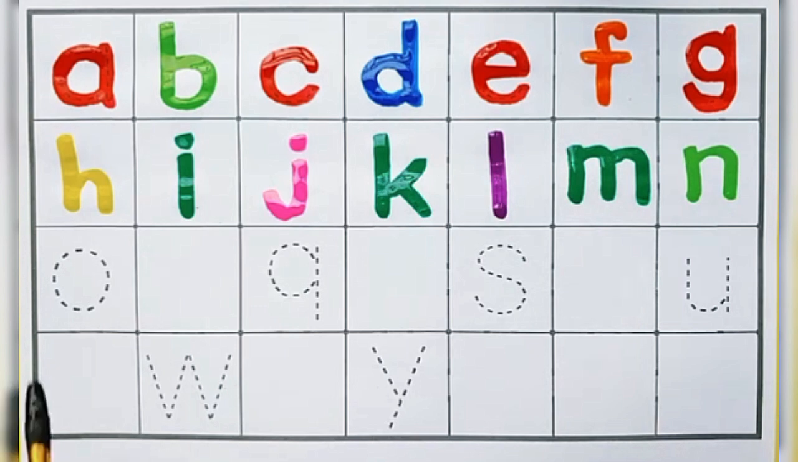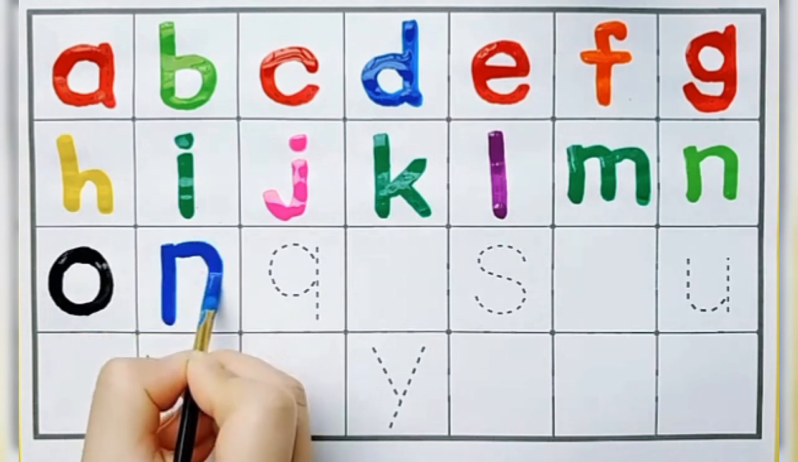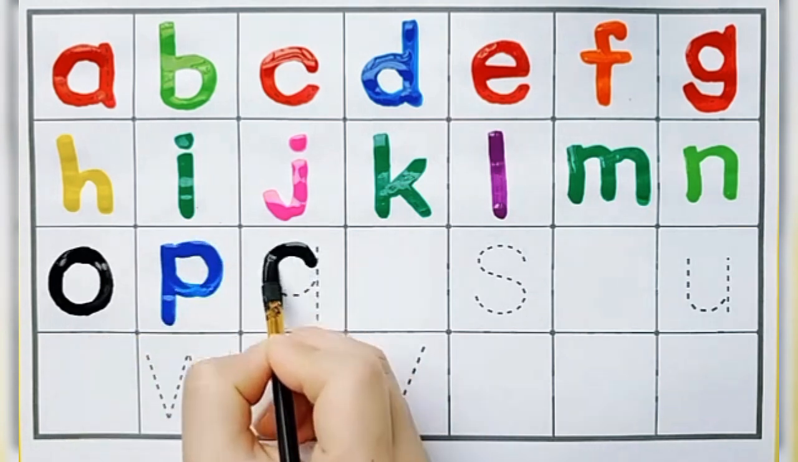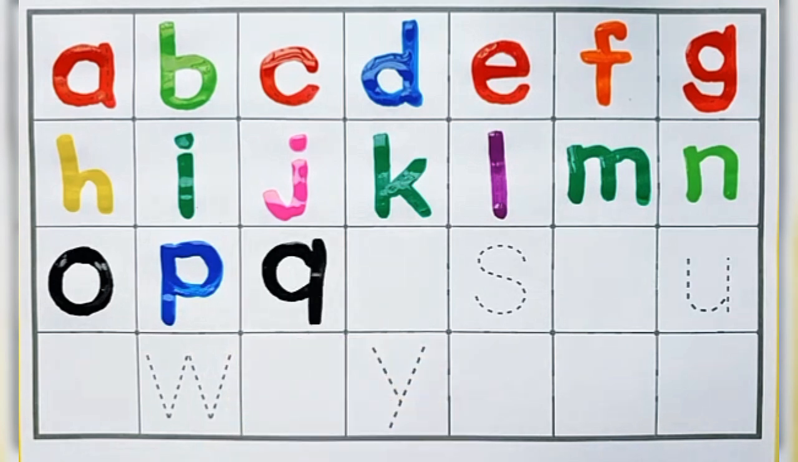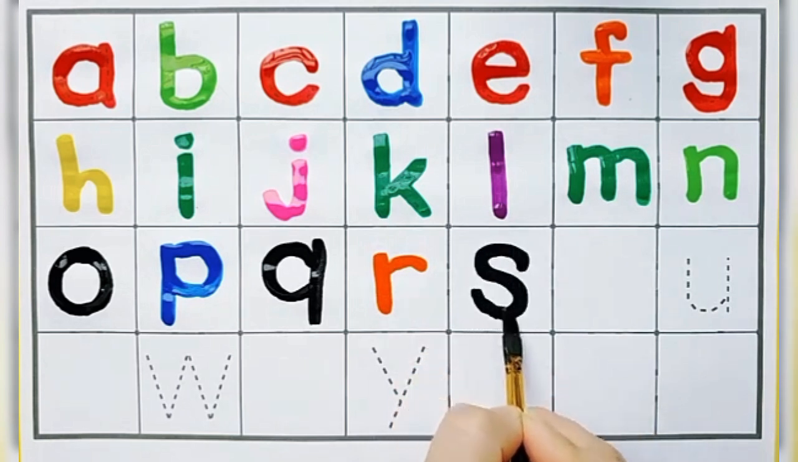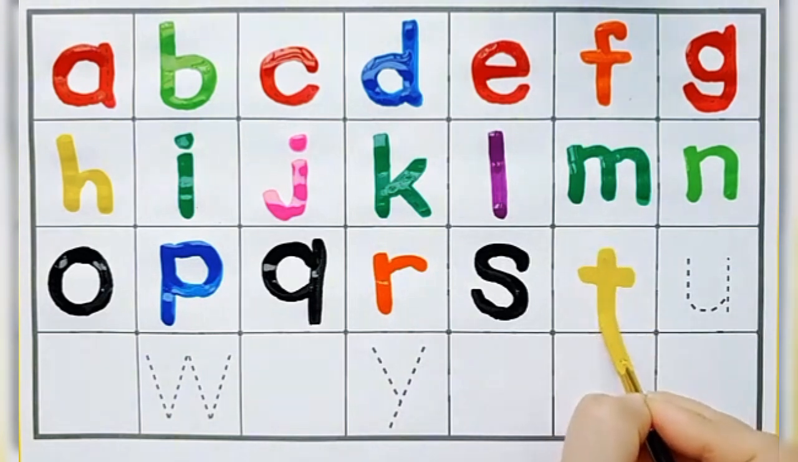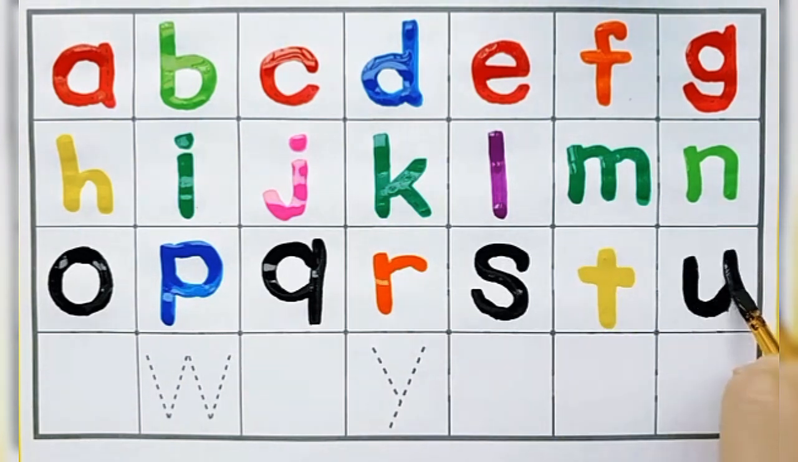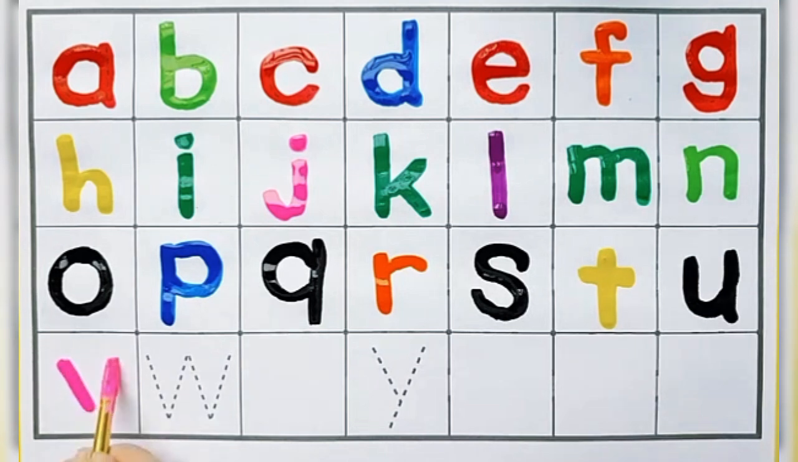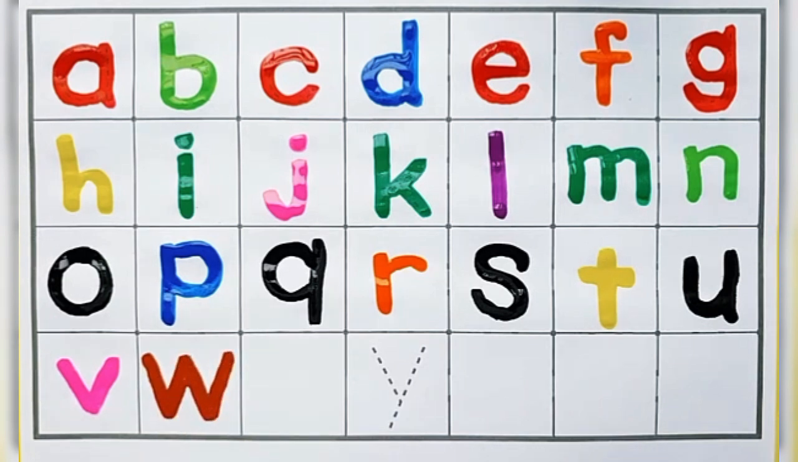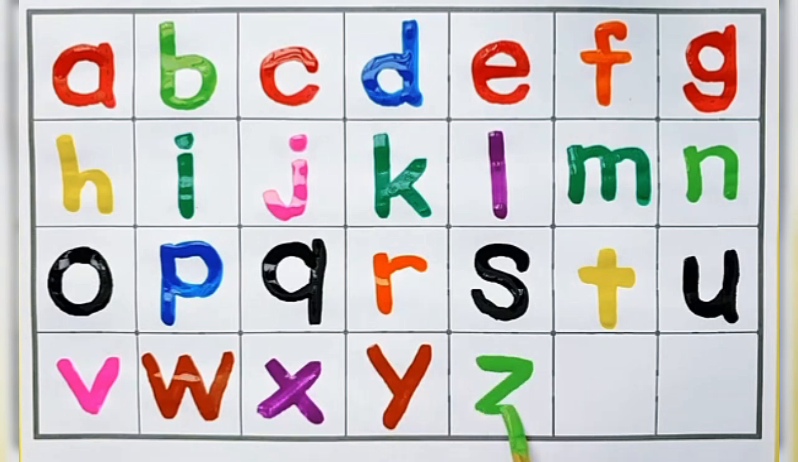N for nurse, O for ostrich, P for parrot, Q for quail, R for rabbit, S for snake, T for tiger, U for umbrella, V for volcano, W for wolf, X for xylophone, Y for yak. And Z for zebra.